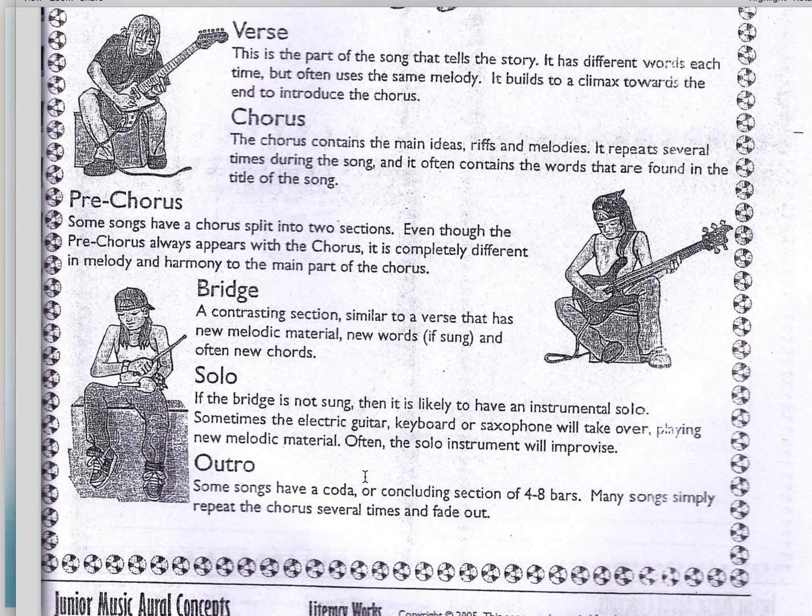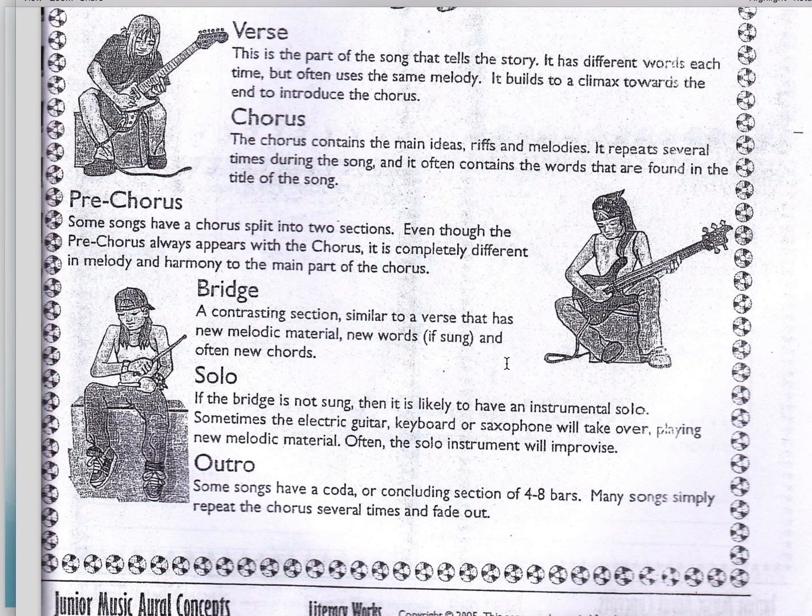Pre-chorus. Some choruses are split into two sections. Even though the pre-chorus always appears with the chorus, it is completely different in melody and harmony to the main part of the chorus. Bridge. A contrasting section to a verse that has new melodic material, new words if sung, and often new chords.